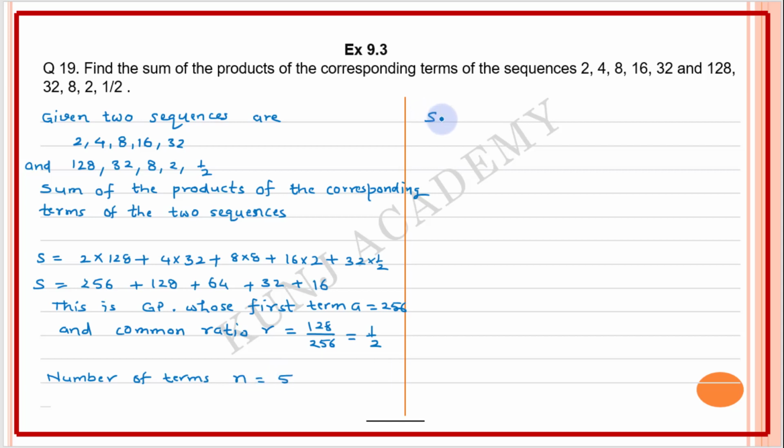Sum Sn is equal to... R is 1/2, which is less than 1. Therefore, the formula will be A(1 minus R power n) upon 1 minus R. Putting the value of A, R and n: A is 256, R is 1/2, power 5, n is 5.